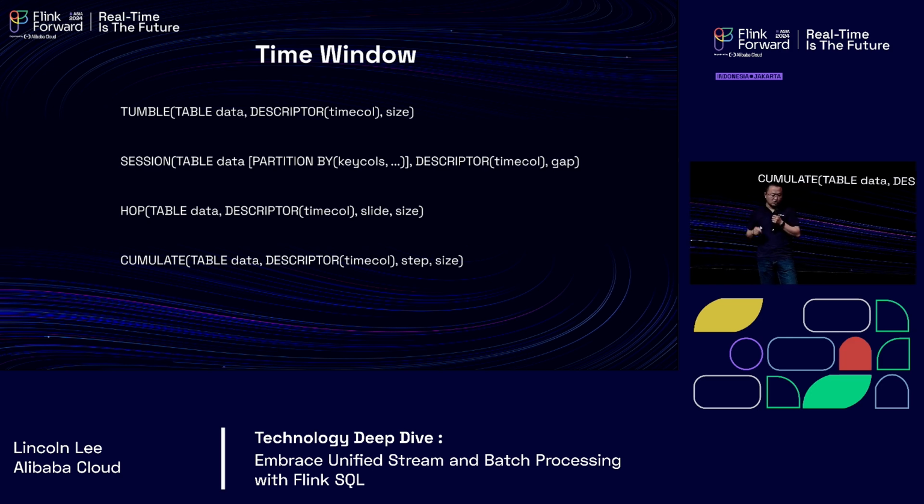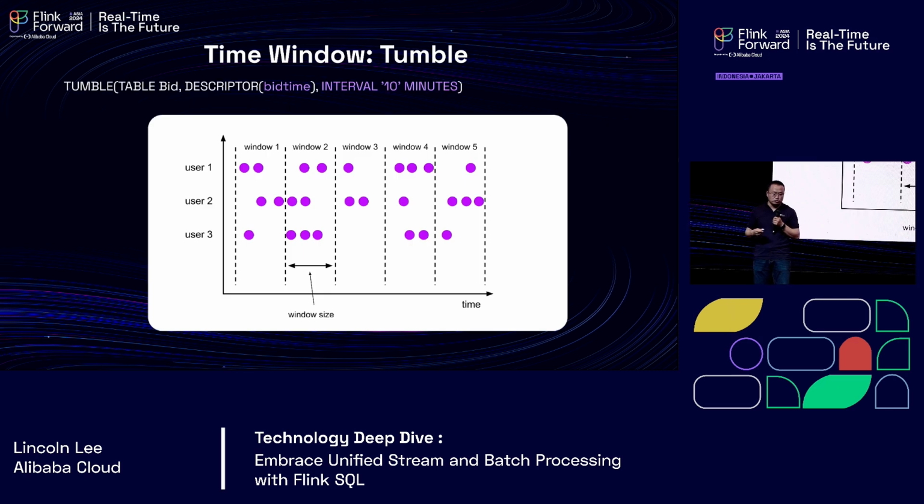So let's see how tumble window looks like. Tumble window is useful when we need to calculate, for example, every minute, every hour, unique visitors, or paid orders. So in this situation, we can use a simple tumble window. And we just need to define a window size based on the event time column. In the example, the interval is 10 minutes. So every 10 minutes, the Flink SQL will calculate a window result for the downstream.